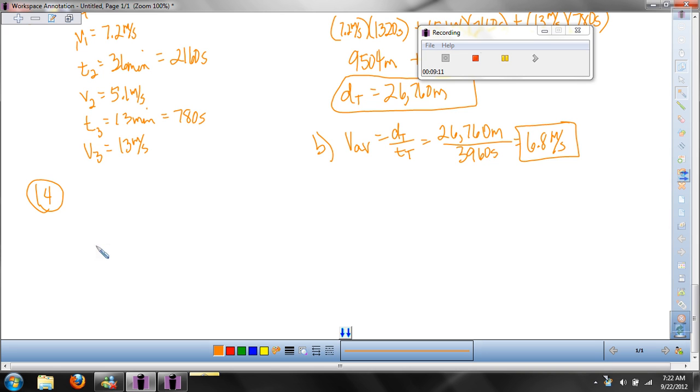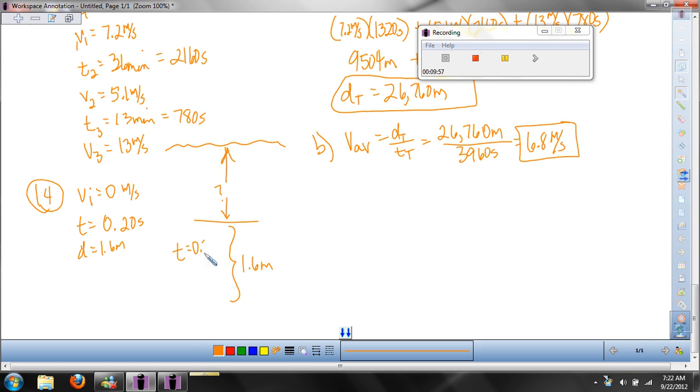I'll do another one. A roof tile falls from rest, so VI is rest, from the top of a building. An observer inside the building notices that it takes 0.2 seconds for the tile to pass her window, whose height is 1.6 meters. How far above the top of this window is the roof? So here's my roof. They want me to give them this distance right here. And this is what I know, 1.6 meters. Time is 0.20 seconds.